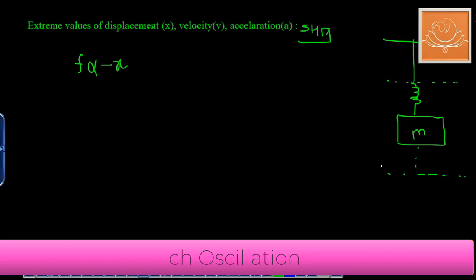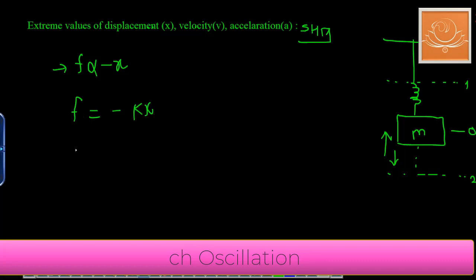This block oscillates between these two extreme positions. Let us call this the first and this the second extreme position. The block moves from the mean position, this is the mean position. The force acting on this block, that is the restoring force, is in this direction, that is towards the mean position, and displacement is in the opposite direction, that is towards the extreme position. Hence for simple harmonic motion, force is directly proportional to displacement and directed in the opposite direction. The equation becomes F equal to minus k into x.